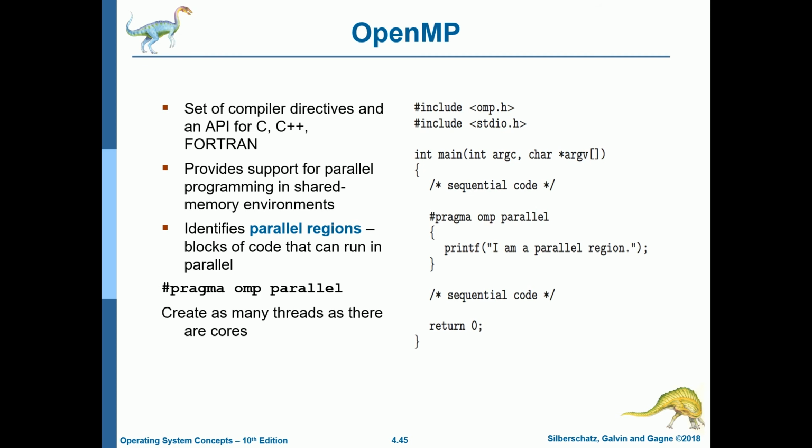Another example is called OpenMP, and this is a set of compiler directives as well as an API for programmers that is written in C, C++, or even Fortran. This provides support for parallel programming in shared memory environments. What OpenMP does is identify parallel regions as blocks of code that may be run in parallel. Application developers insert compiler directives into their code to indicate the parallel regions. So this would indicate a parallel region.